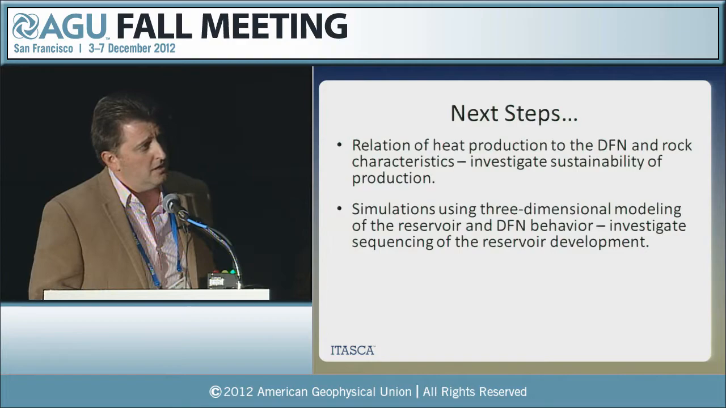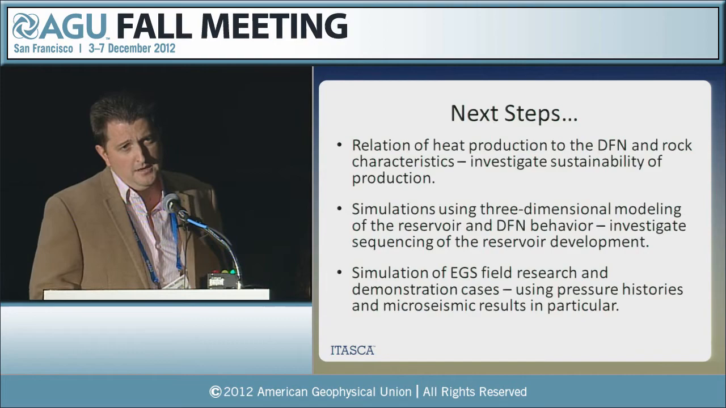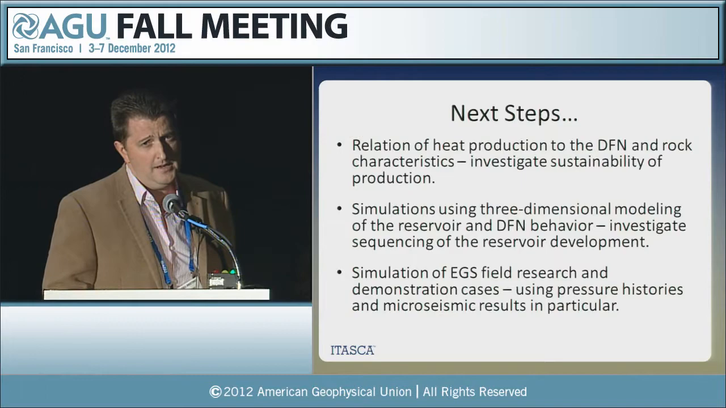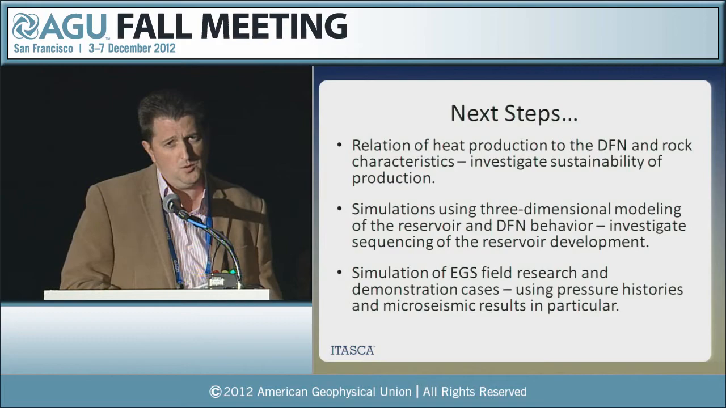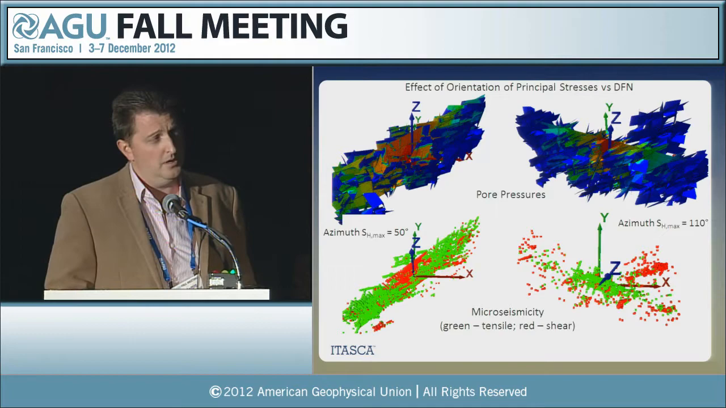We need to look at the DFN behavior in three dimensions and investigate how we can really sequence these EGS reservoir developments through time. And then we're going to simulate different field demonstration cases and look at pressure histories, and validate our numerical models with microseismic results and pressure histories from the field. And I just want to dwell on that last one a little bit further, because all of these numerical models can produce simulated microseismics. And as you know, microseismics is a big tool for EGS field demonstrations and hopefully production in the future.